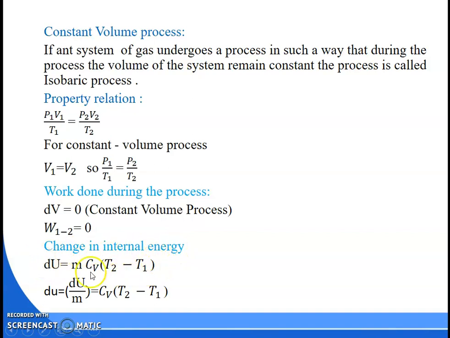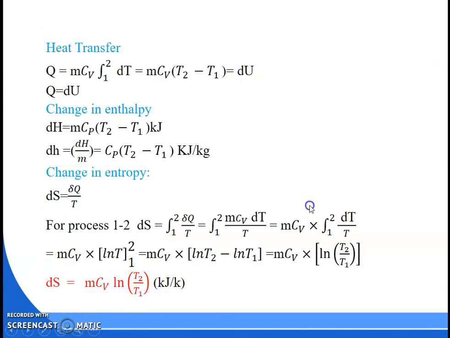Then we will calculate the change in internal energy. Change in internal energy is the same for all processes. dU is equal to mCv into T2 minus T1. If mass is divided, dU by m is equal to du, the change in specific internal energy, which is equal to Cv into T2 minus T1. And this formula is the same for all processes.